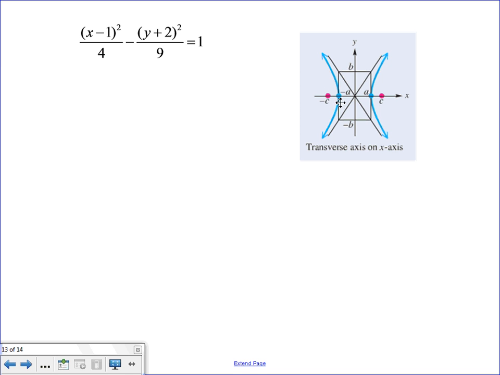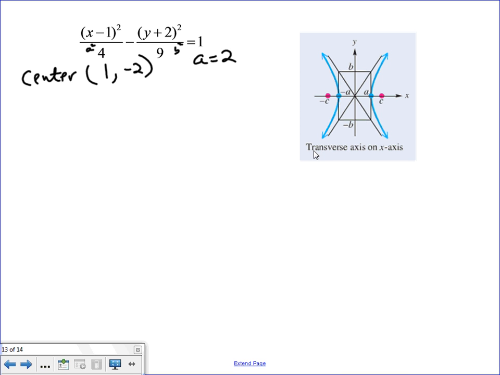And we have to go back to our definition. What did they want us to find here? They want us to find the vertices, right? The vertices on a horizontal axis are a value away from the center. Our center is at x equals 1, y equals negative 2. Our a value is 2, because this is a squared and this is b squared.